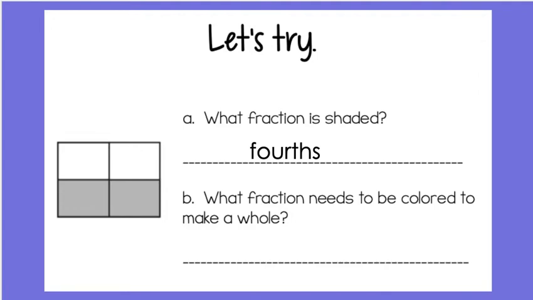My next step is think how many parts are shaded, because the question's asking what fraction is shaded. So let's count the shaded parts. 1, 2. So I'm going to write down 2/4, and we're all done with part A. Go ahead and write down part B. Now listen to me. What fraction needs to be colored to make one whole? I notice that there's 2/4 shaded in, but I still need to color in 2 more fourths to make a whole. So my answer is 2/4. I need to shade in 2/4 to make a whole. Great job with this one.